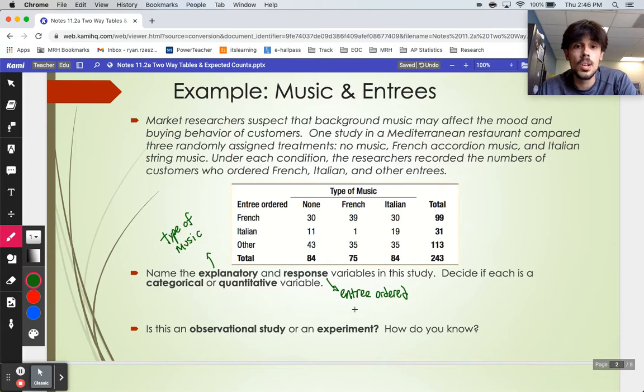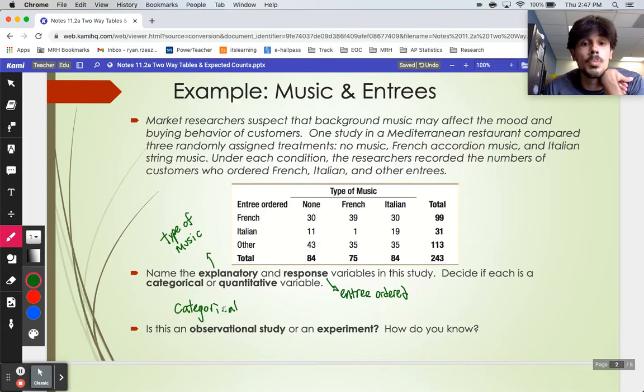And both of these variables, type of music (French, Italian, none) and entree (French, Italian, other), are categorical by nature. That's where the chi-square distribution is going to shine, when you're dealing with categorical variables. And what we're learning in this section is how two categorical variables are influenced by each other.